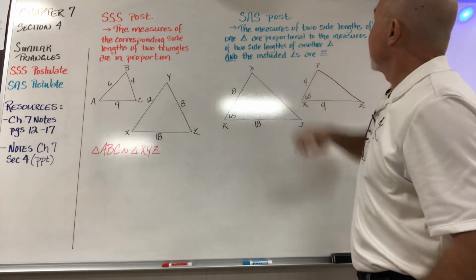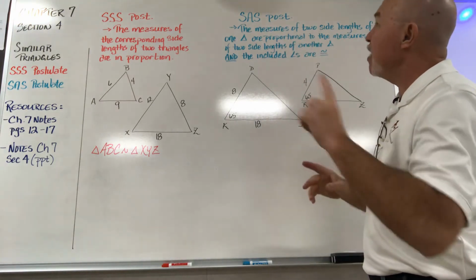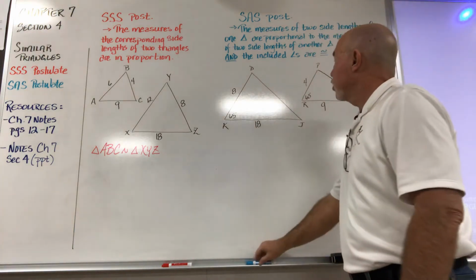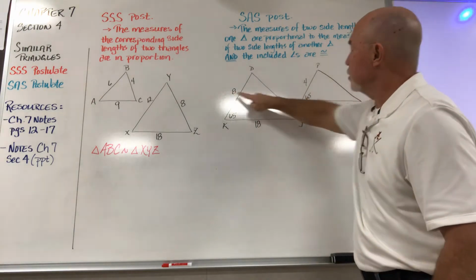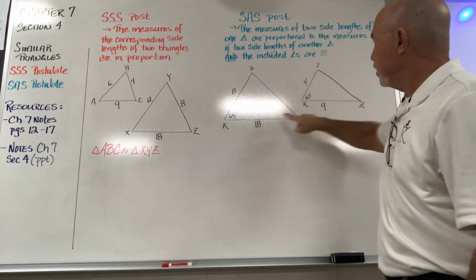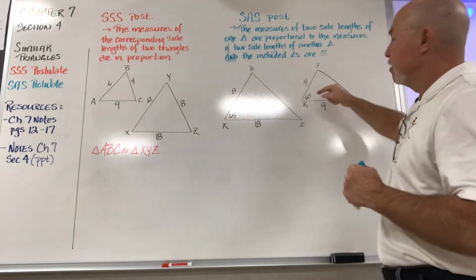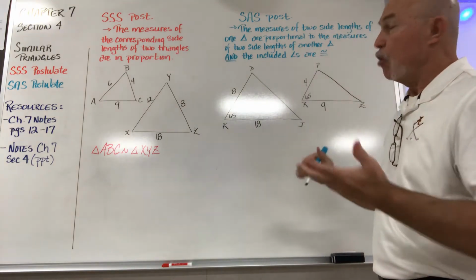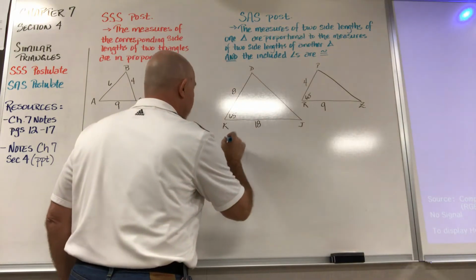It says the measures of two side lengths of a triangle are proportional to the measures of two side lengths of another triangle, and the included angles are congruent. So, here we go. Once again, make sure they coincide. 8 over 4 simplifies to 2 over 1. 18 over 9 simplifies to 2 over 1. And yes, the angle is between our sides in proportion. So, we set it up again. However you see it, just match them properly.